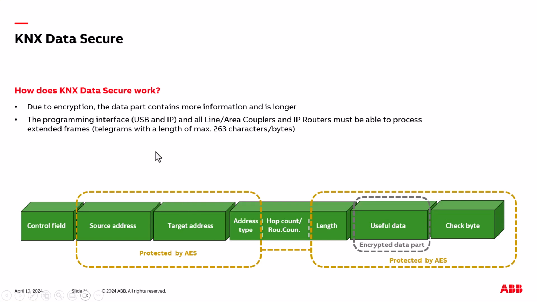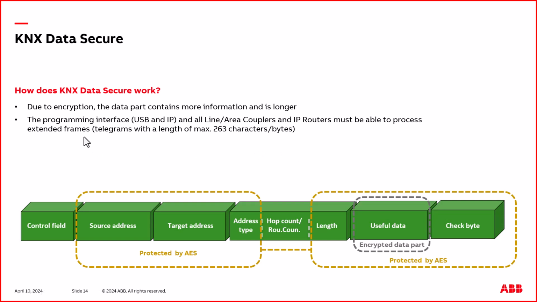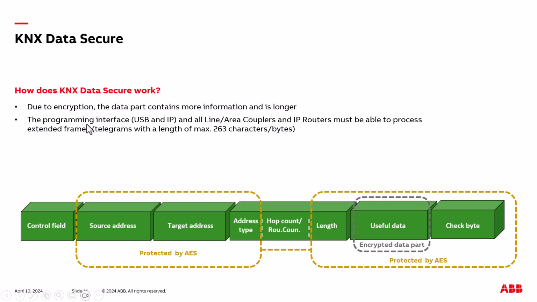This affects also our interfaces, like our USB interfaces and the IP interface, and of course our couplers, line couplers, area couplers. These devices must be able to process the so-called extended frames. These are frames with more information. So a standard KNX telegram can have up to 23 bytes, but this frame here is longer, and all these devices must handle the so-called extended frames, or some people say long frame telegrams.